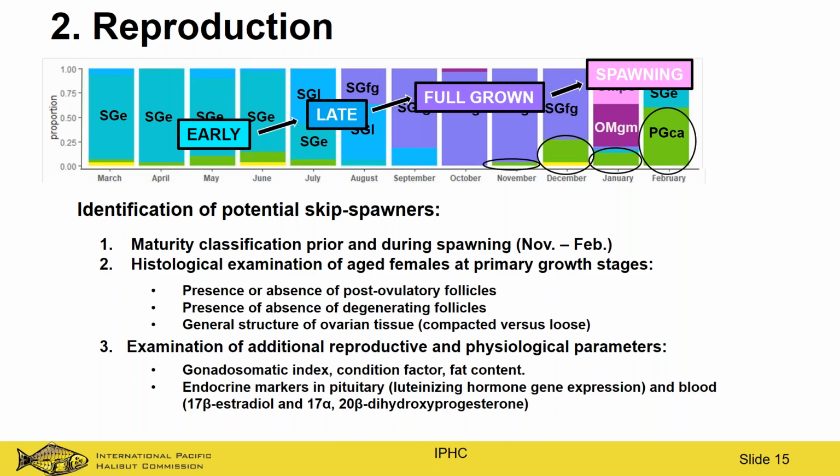So when we go back to the survey, knowing this, and knowing what to look for, at least in terms of histological signs of reproductive development, if we sample not 30, but 3,000 fish, we now have the information to determine which proportion of those females may actually be skip spawning.